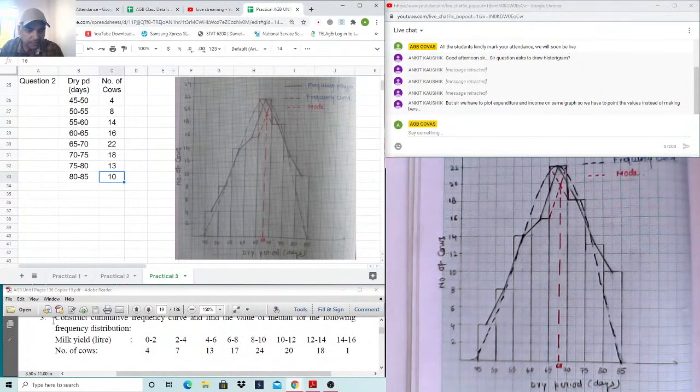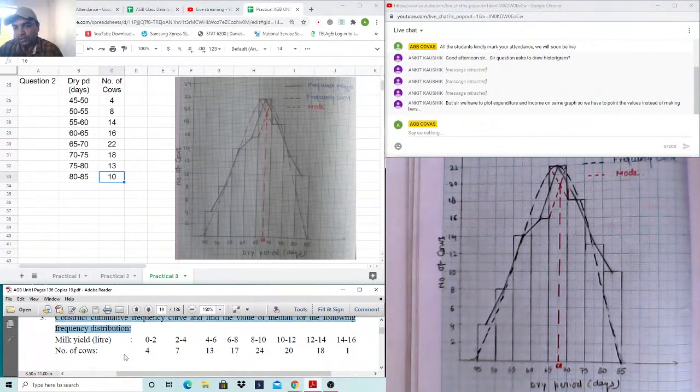The third question reads: construct a cumulative frequency curve and find the value of the median for the following frequency. Ogive is also known as the cumulative frequency curve. So either you say cumulative frequency curve or ogive, it is the same thing. We have data on milk in liters and the number of cows per farm. Now we have to find the median value.